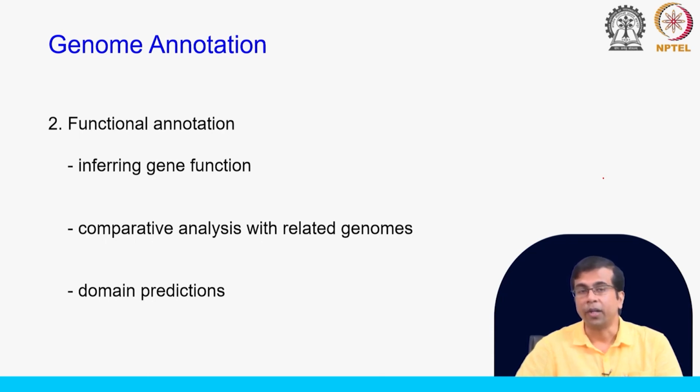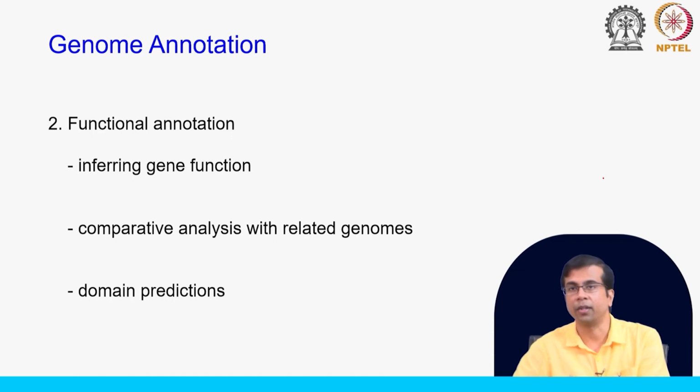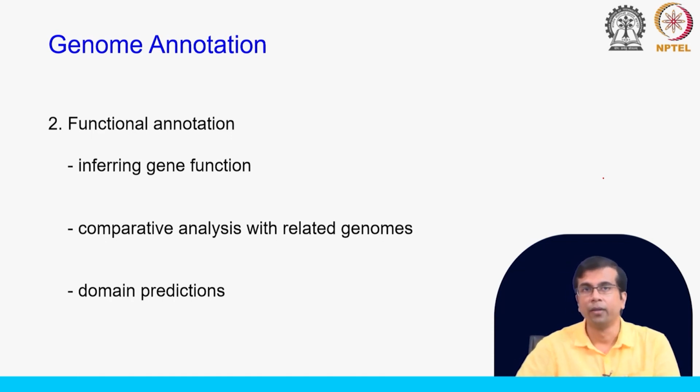Alternatively, you can also do domain predictions. So for specific functions, you have specific protein domains, and if you see the presence of certain domains in certain genes, you might predict, okay, this gene is probably associated with this kind of function.